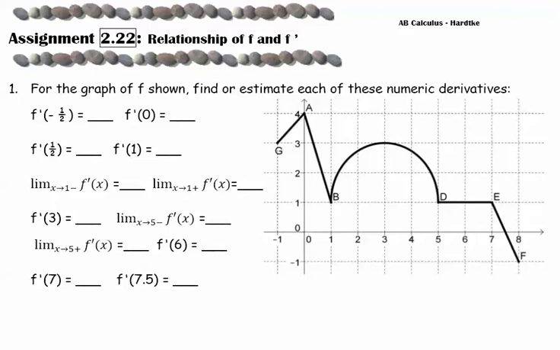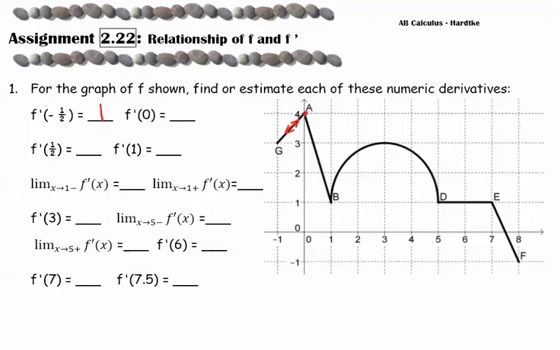In assignment 2.22, we continue to practice the relationship of the derivative to the original graph. So here we've got a piecewise defined function, and we want to read its derivative values. In other words, we're simply looking for slopes of tangent lines. So at -1/2, look at the slope of the tangent. Here we have a linear section, and its slope is 1.